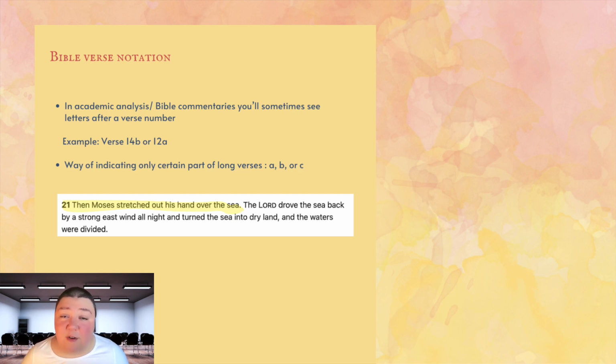If you wish to make a reference to the first part, you'd write this as 21a. If you wish to reference the last part, you'd refer to it as 21b. That's just a little useful tool to be aware of, whether you use it or not.